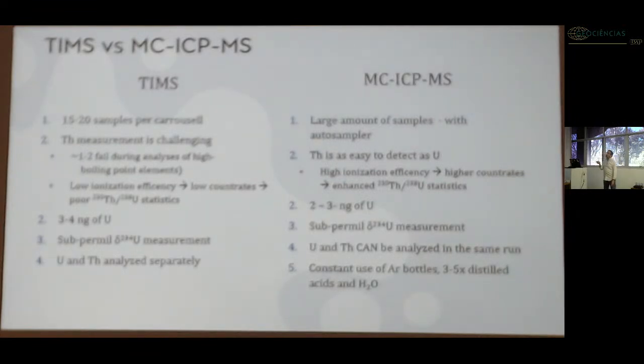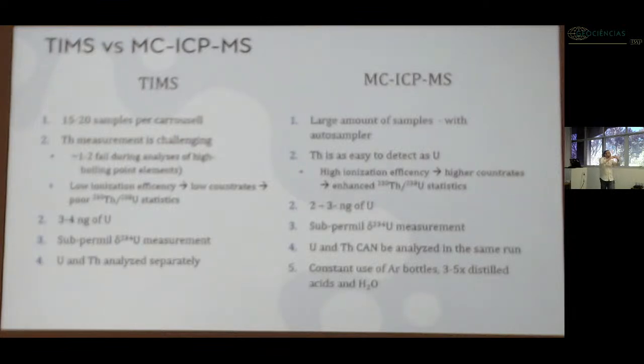Thorium, as with all the high ionization potential elements, is very difficult to measure. So the low ionization efficiency leads to very low count rates, and therefore poor thorium-uranium statistics. So you can basically get away and get good data with 3 or 4 nanograms of uranium, with a few per mil uranium-234 measurements. And very important, uranium and thorium are measured separately. And why is that important? Because uranium is volatilized at reasonably low temperatures, and thorium at very high temperatures.